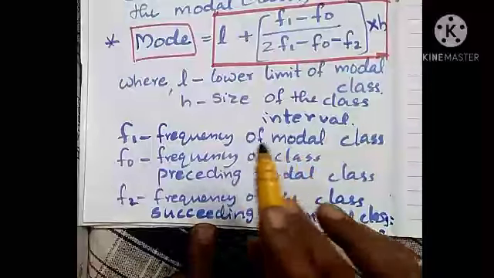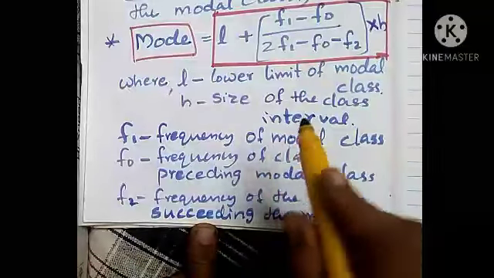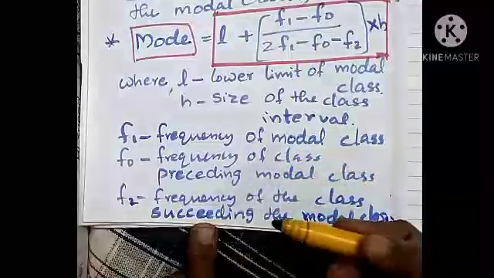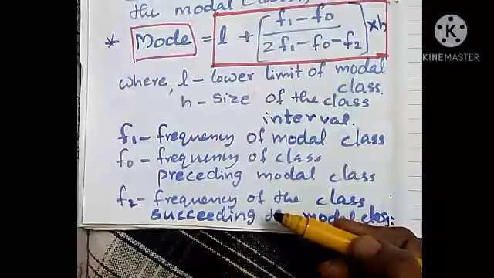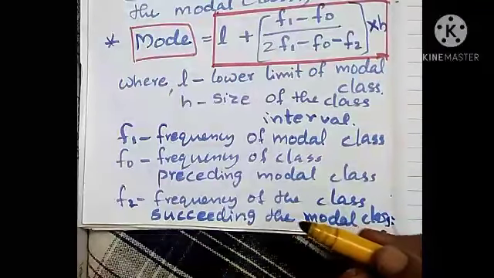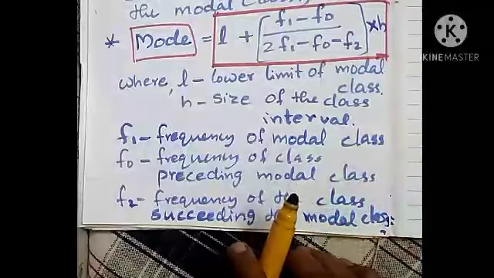Okay, so F1 is the maximum frequency, just before F0. After F1 it is F2. Okay, now we can use this formula in some of the problems.